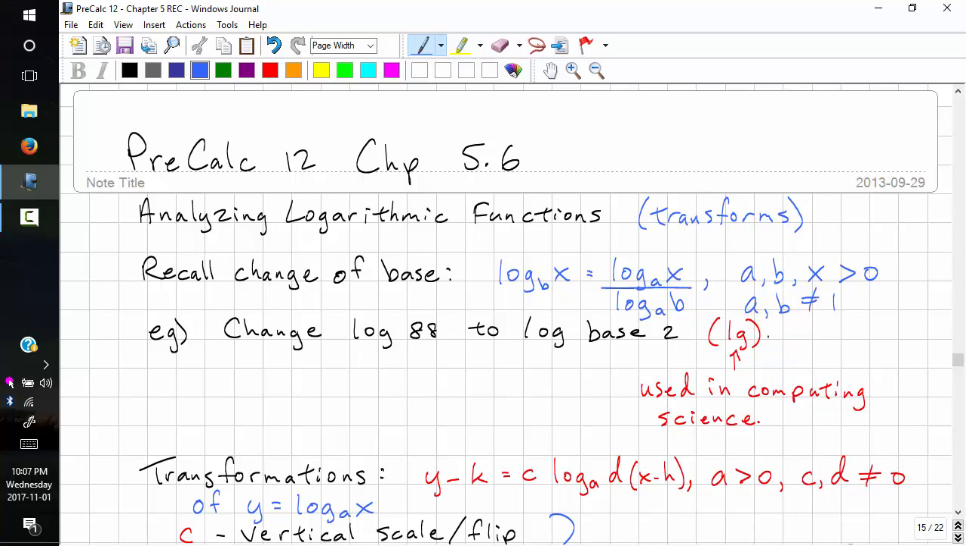Okay, to change log 88 to log base 2, and we use LG in computing science because log base 2 is commonly used in computing. Okay, so we have log base 2 of 88 equals log 88 divided by log 2.